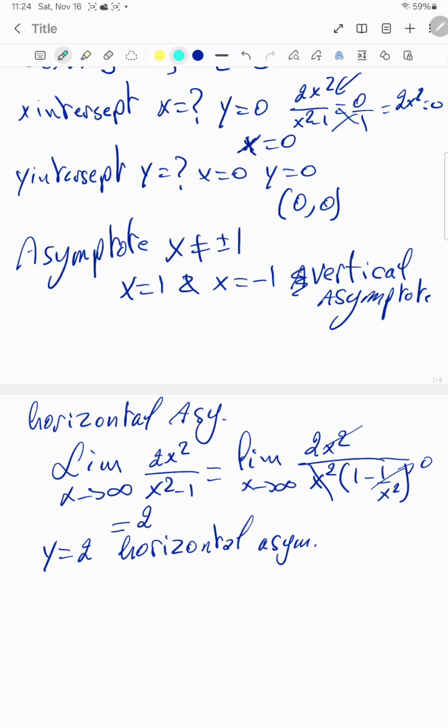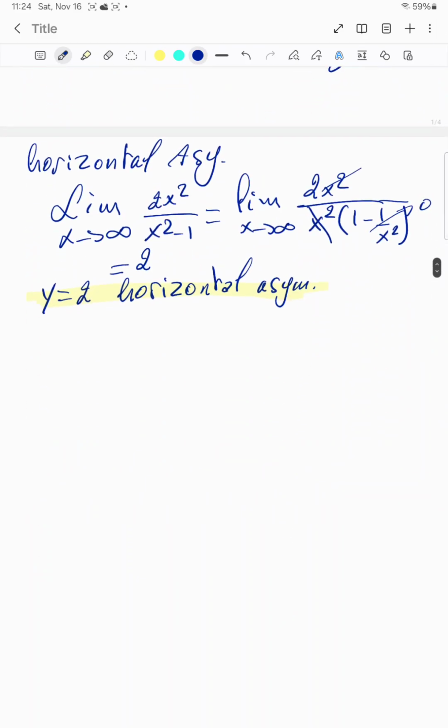So let's highlight them. I know my vertical asymptotes are these and my horizontal asymptote is here. So now I want to study when it is increasing and when it is decreasing.